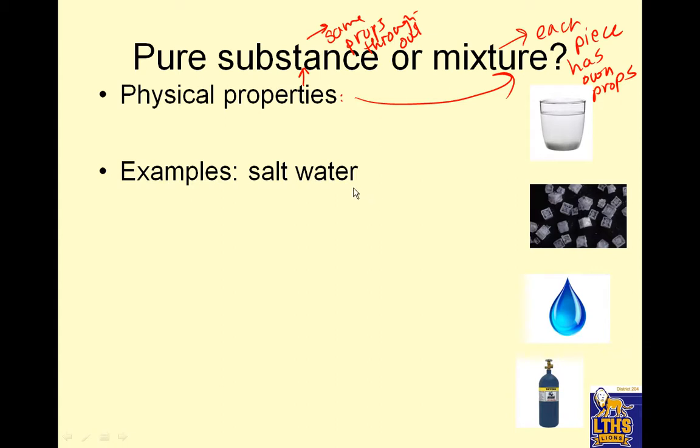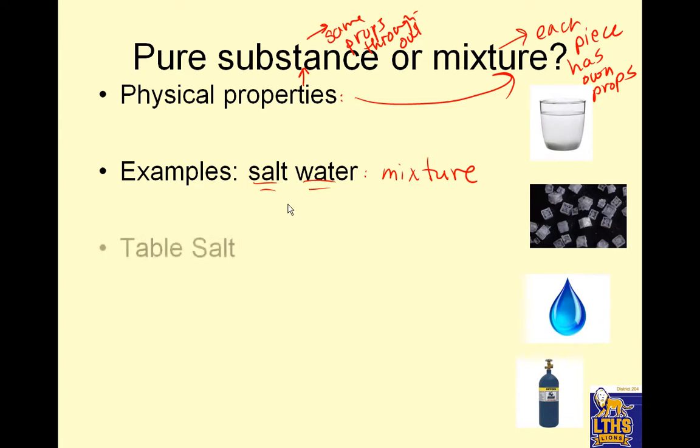So here we have salt water. We have to decide is it a pure substance or a mixture. Well, in salt water we have salt that still tastes salty. We have water that still tastes like water. So it is a mixture because the salt keeps its salt properties, the water keeps its water properties. They just mix together really well.